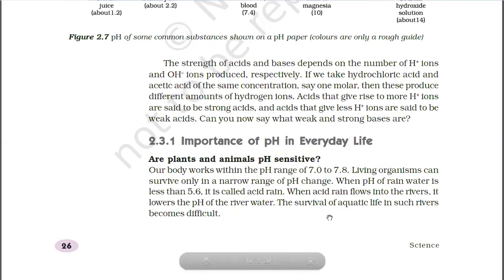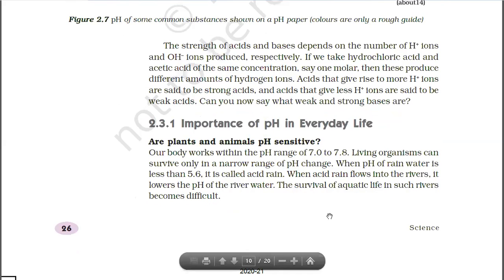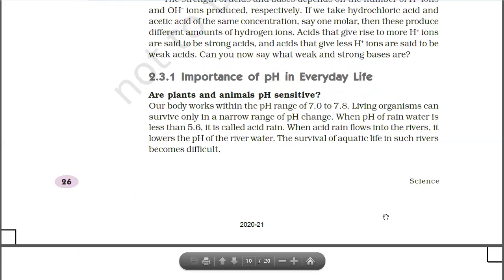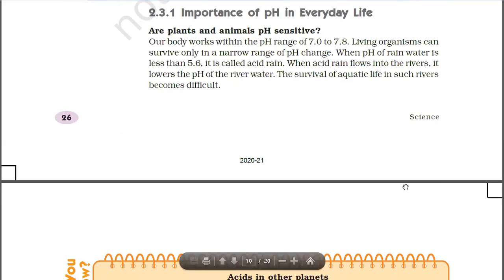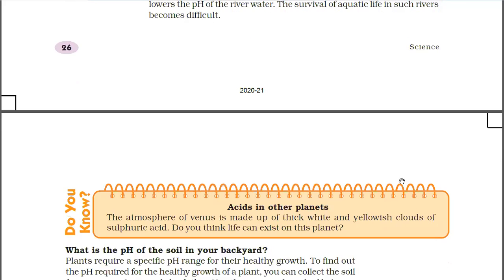Importance of pH in everyday life. Are plants and animals pH sensitive? Our body works within the pH range of 7.0 to 7.8. Living organisms can survive only in a narrow range of pH change. When the pH of rainwater is less than 5.6, it is called acid rain. When acid rain flows into the rivers, it lowers the pH of the river water. The survival of aquatic life in such rivers becomes difficult.